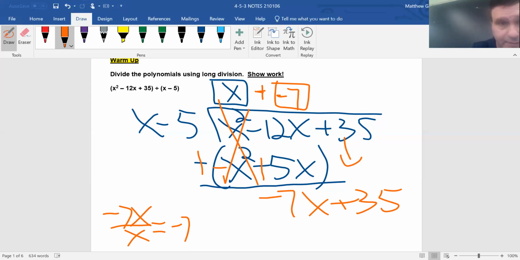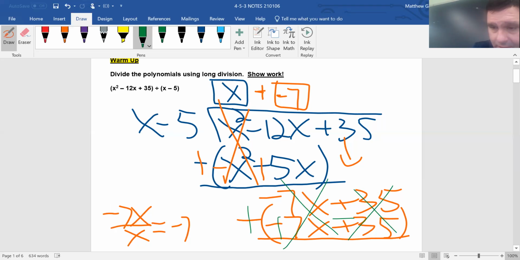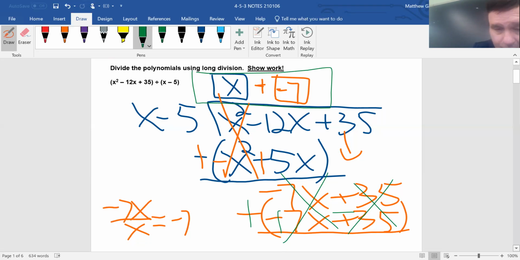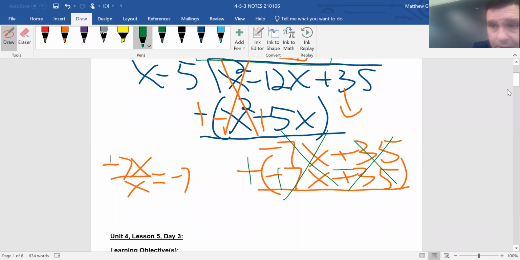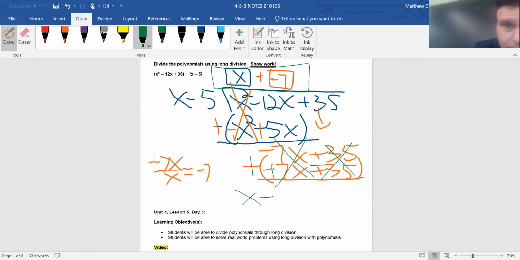So let's see if we have a remainder. Negative 7 times x is negative 7x. Negative 7 times negative 5 is positive 35. And everything cancels. So we add going down. Everything cancels, and that's our answer. You can either just circle this, that's fine, or make this a little bit smaller. The solution is x minus 7. Okay.